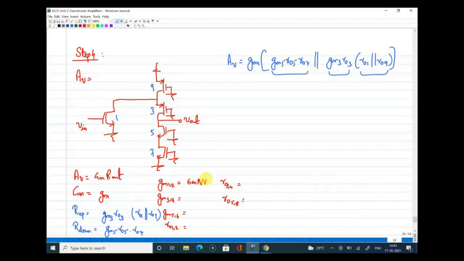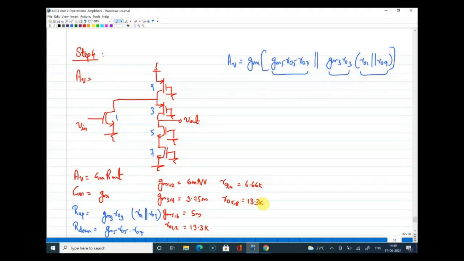gm1 and 2 is 6 milliamps per volt, and gm3 and 4 is around 3.75 milliamps per volt. Anyway, I'm not writing the unit; it is amps per volt, and I'm writing only milli. And this is 5 milli. r naught of 1 comma 2 is 13.3 K. 3 comma 4 is 6.66 K, and 5 comma 8 is 13.3 K again.